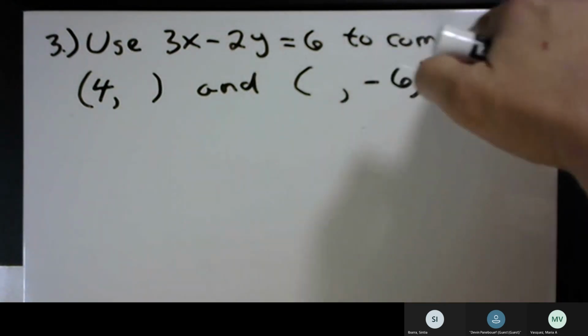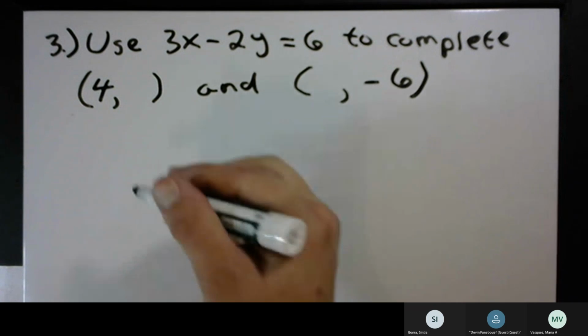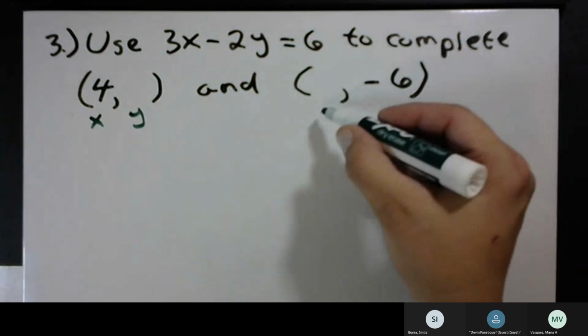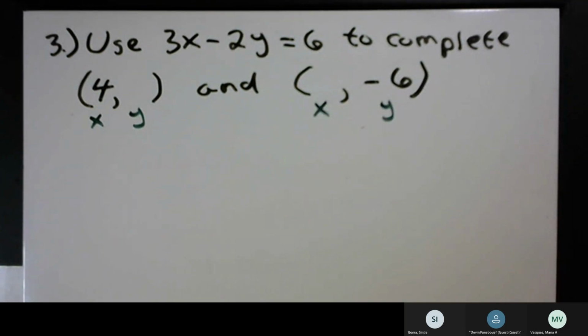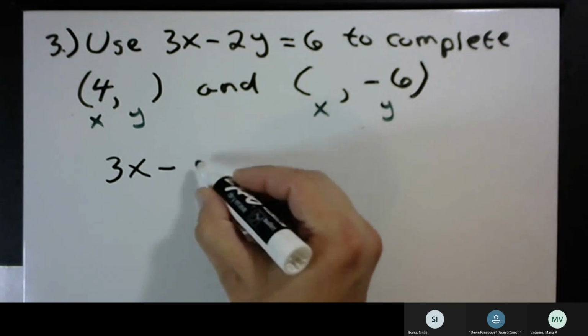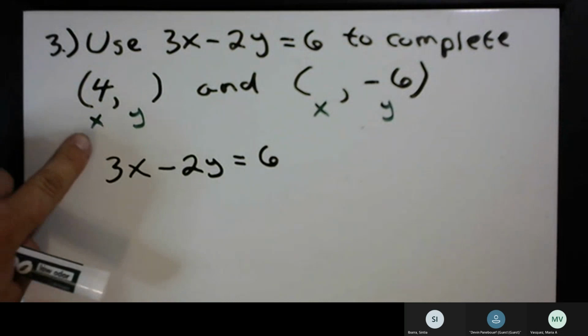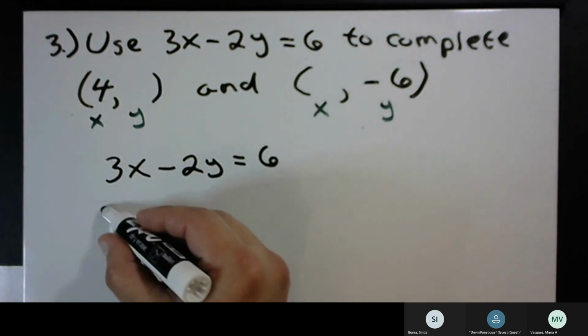I think they use fill in, but I'm going to use complete. So what we have are x and y coordinates. So there's an x, there's a blank y, here's a blank x, and there's a y. So let's try this one first. So this one, we actually have a number for x, and we want to find y. That's the one we're missing.